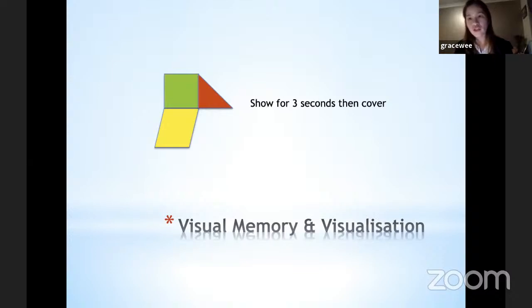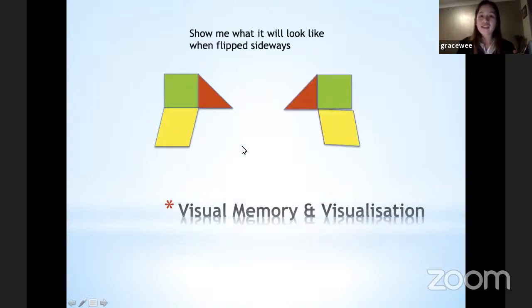And for visualization, once again, that is being able to create images in your head. You can add a visualization component and ask them, if I make this pattern, show me what it will look like when it flips sideways, and they've got to produce this pattern. So it adds a visualization component, but it's also a visual spatial component, because are they able to manipulate the images in their head to know where things are in relation to each other? That's a very high level of visual thinking with a visual memory and a visualization component.